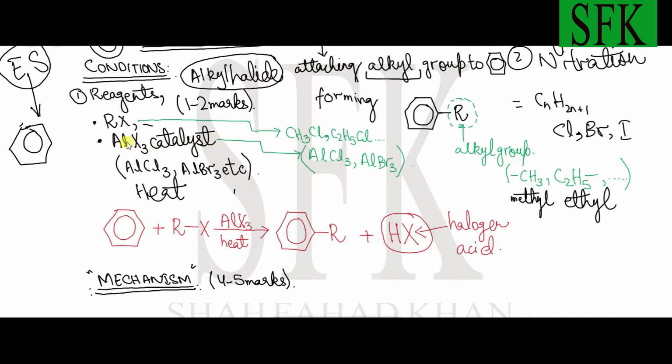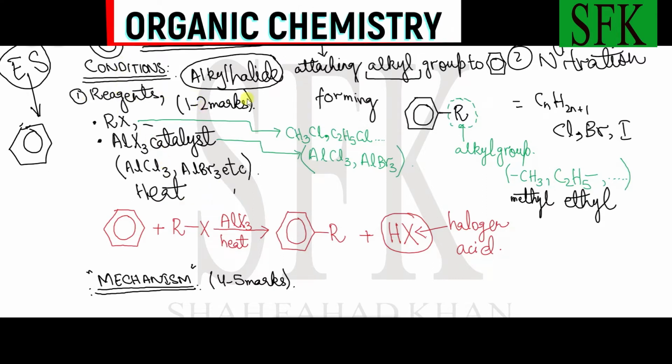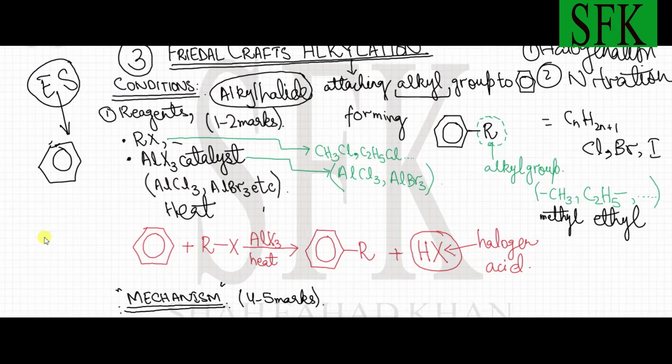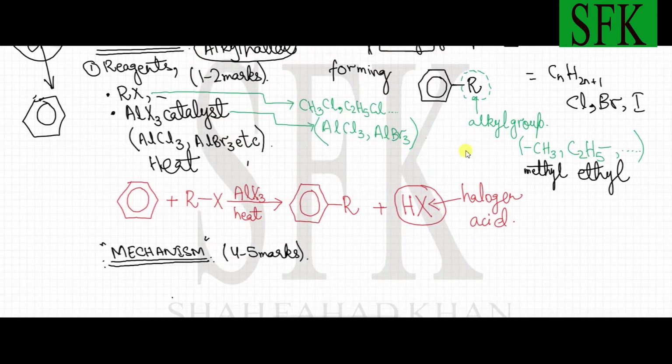Now let's go on to the reaction. AlX3 is used as a catalyst, where X again represents a halogen atom. When X is chlorine, it becomes AlCl3. When X is bromine, it becomes AlBr3, etc. Either of them can be used as the catalyst. And heat, obviously, heating is required. So the conditions and the reagents collectively carry 1 to 2 marks. So learn these: the alkyl halide, the AlCl3 or AlBr3 catalyst, and heat are the conditions and the reagents.